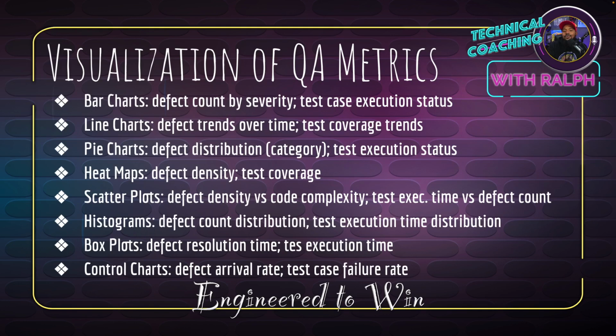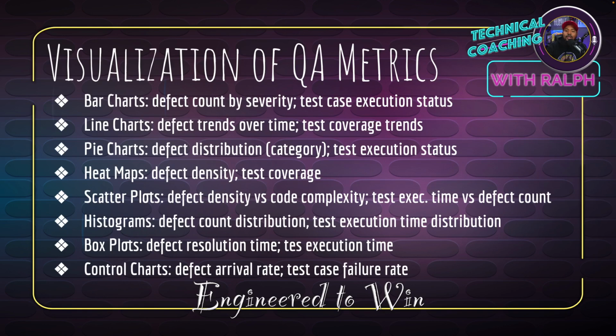You can use that for defect counts by severity, test case execution status. So you can have a bar graph where, for the high priority or the high severity, you have a bar for that one. For the medium, for the low, you have that. Or you can have tests that were run, that were not run, that passed, and that failed, and that could be another bar graph, right?